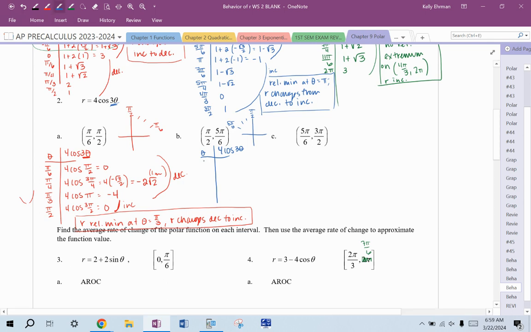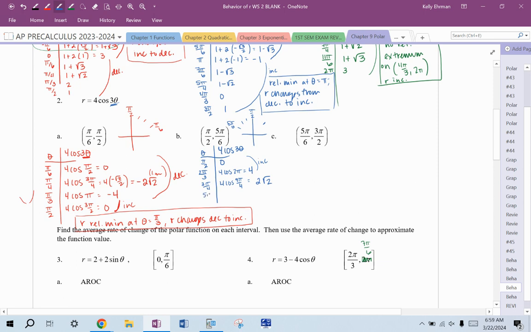So we start with pi over 2, which we already plugged in. We got 0. And then we can plug in 2 pi over 3. Now remember, you're plugging that into 3 theta, so that's 4 cosine of 2 pi, which is 4. So there's an increase to a max value. And then you're going to plug in 3 pi over 4. Now this is 4 cosine of 9 pi over 4. That's bigger than a full circle. That's 2 and a fourth, right? So that would land you in quadrant 1. So that's 4 times positive radical 2 over 2.